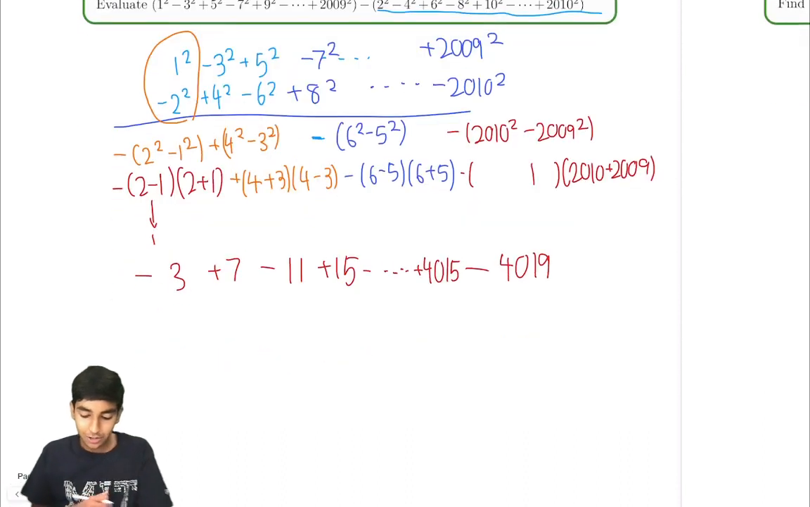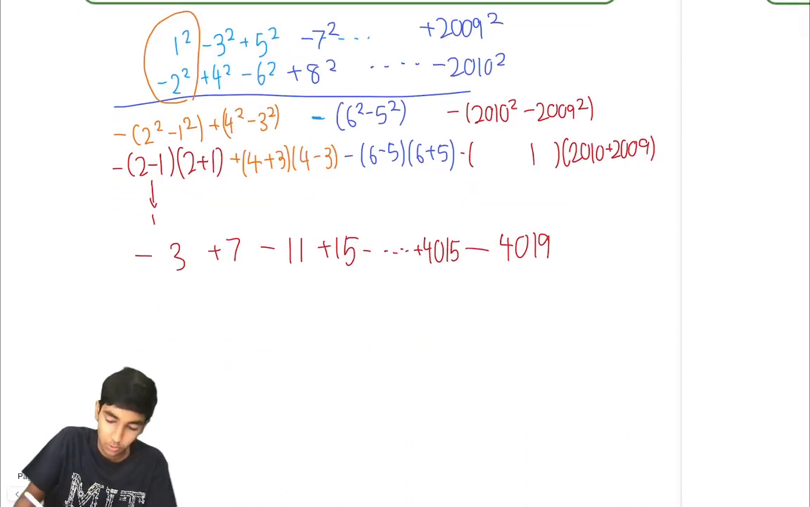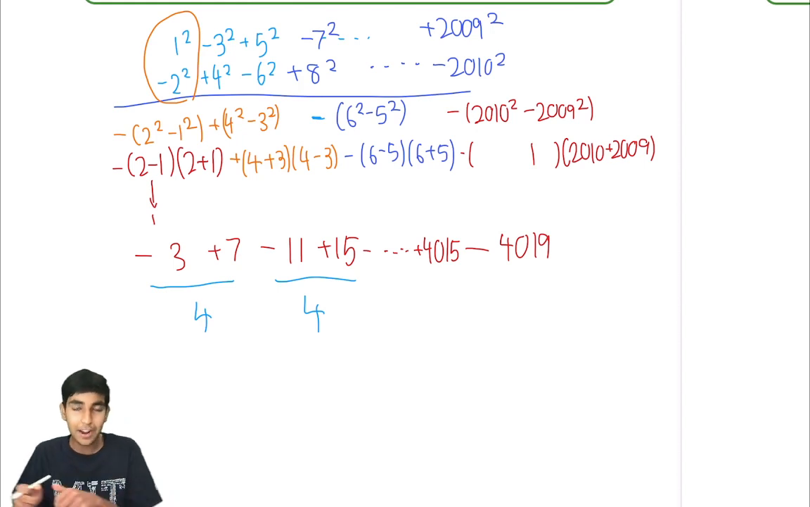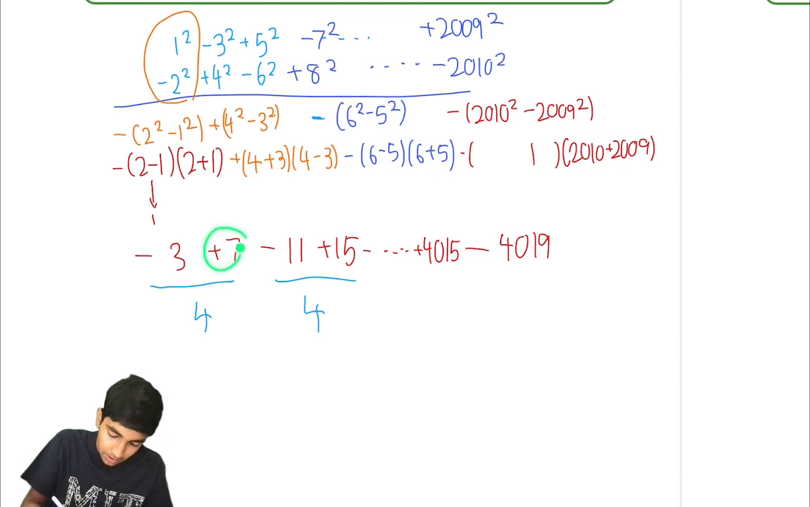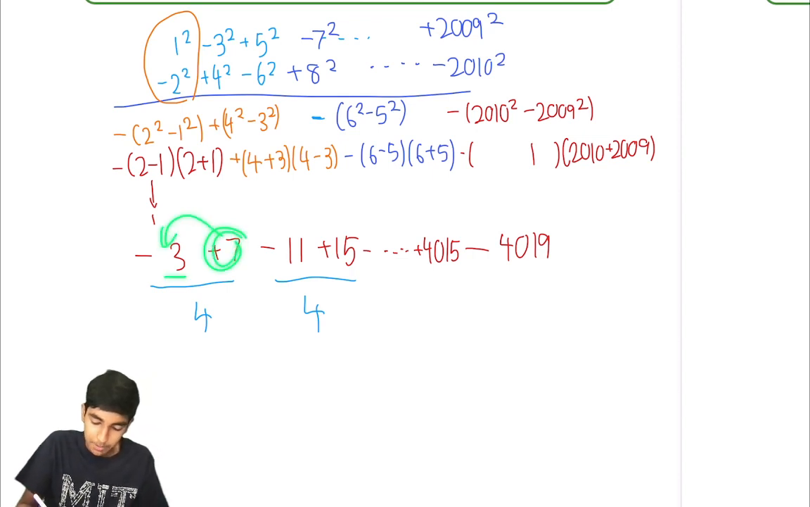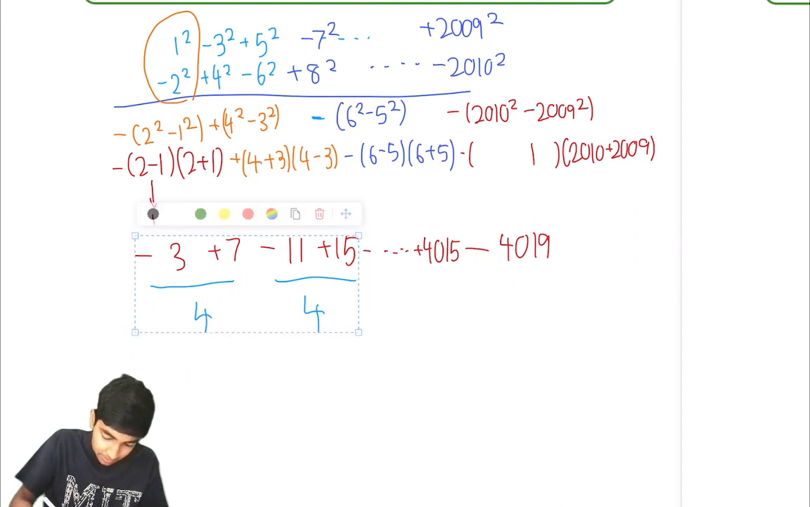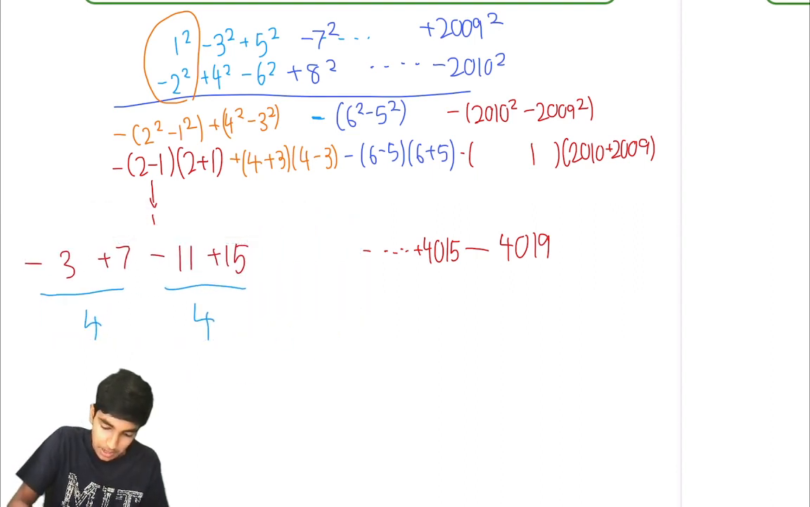So what we can actually do here is notice that 7 minus 3, that's 4. 15 minus 11, 4. Is every pair of these terms just going to be 4? So minus 3 plus 7, minus 11 plus 15. Let's write a few more. I know I only wrote a few here. There's minus the next term. What will the next terms be? Minus 19 plus 23, 4.